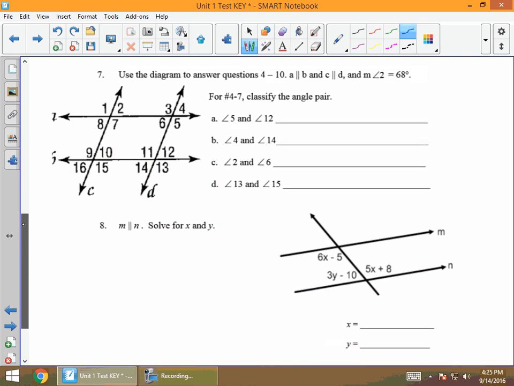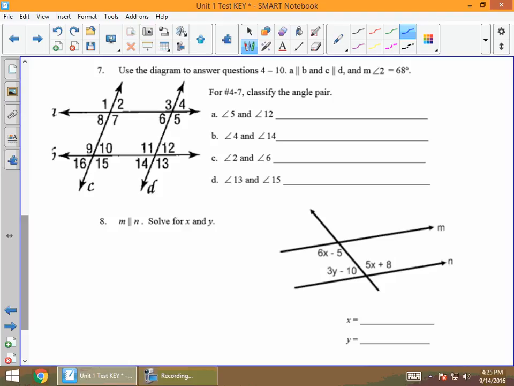Question number 7 says use the diagram to answer the following questions 4 through 10. Well, not really sure about those directions. Looks like those directions are slightly a mistake, because the questions 4 through 10 don't really apply. Here's where I'm looking. It says right here, classify the angle pair. I'm going to try to name these two angles.